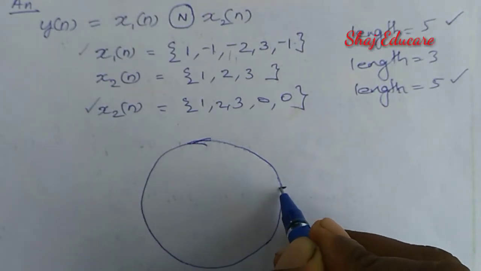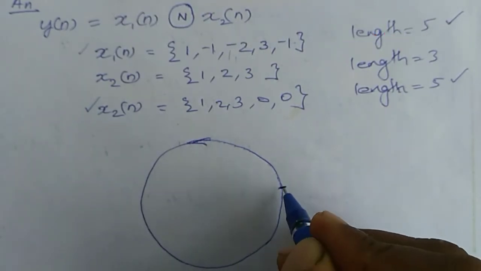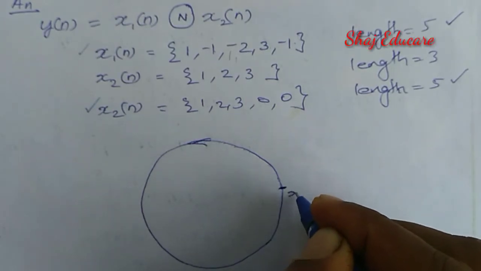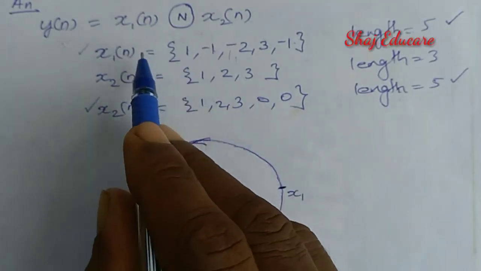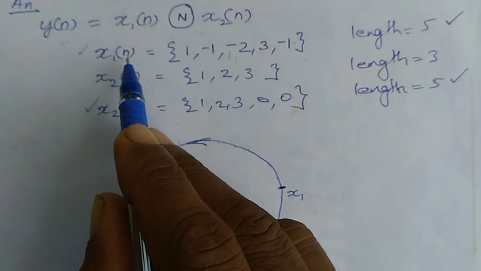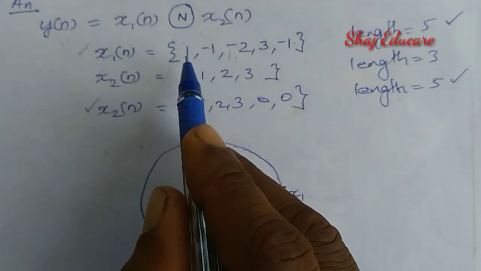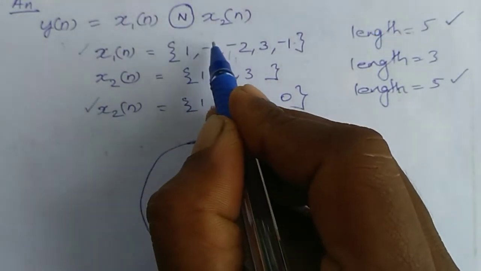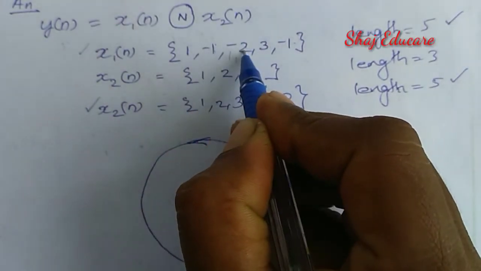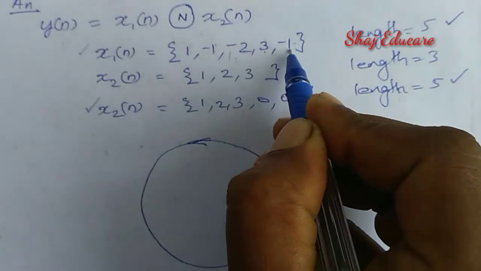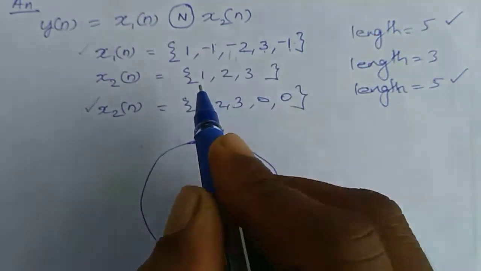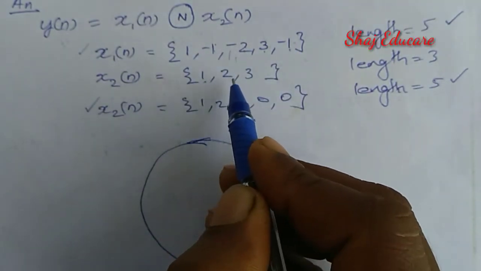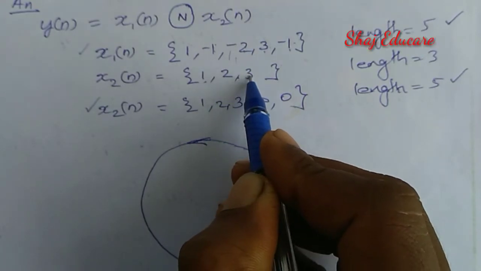I'm going to start from here, with the first element of x1 of n. Let us denote it as x1 of 0. This is x1 of 0, x1 of 1, x1 of 2, x1 of 3, and x1 of 4. This is x2 of 0, x2 of 1, and x2 of 2.